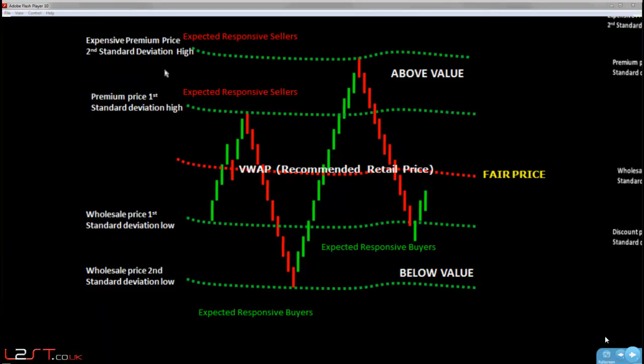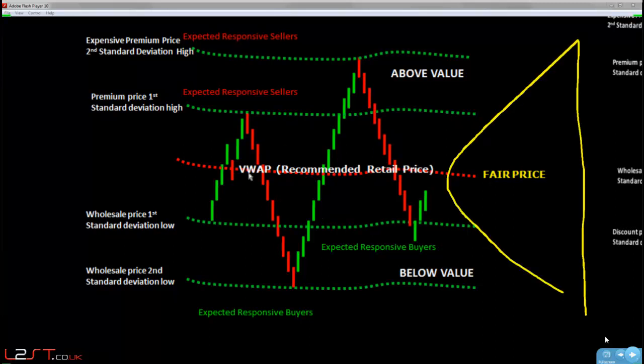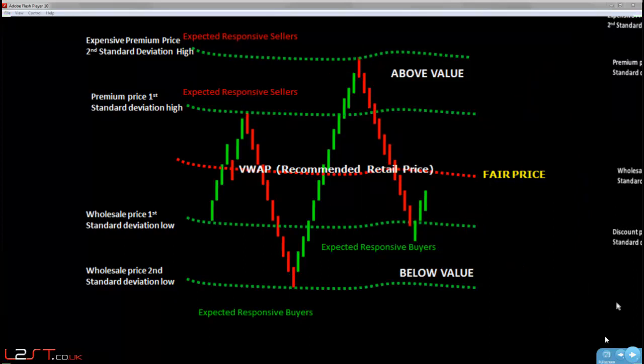Earlier on I covered recommended retail price, premium prices, expensive premium prices, wholesale prices, or extended wholesale prices. Generally around this area, if the market is balanced, especially if we see most of the volume distributed in the middle of the range, we would expect sellers here, buyers here, buyers here. So that's the expected responses, and typically that's what you'll find on most days. So you will have a look at a daily chart, or an intraday chart, and you can see that the price is often trading within and around the VWAP areas.